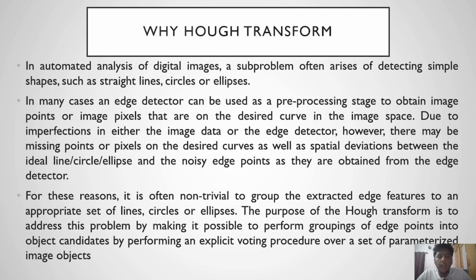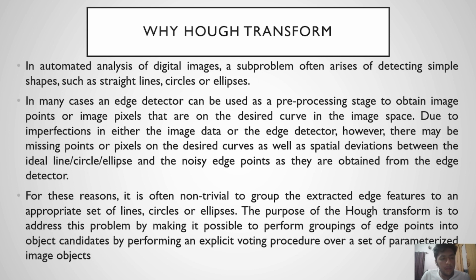So, in automated analysis of digital images, a subproblem often arises of detecting simple shapes such as straight lines, circles, or ellipses. In many cases, an edge detector can be used as a module in the pre-processing stage to obtain points or image pixels that are on the desired curve in the image space. However, due to imperfections in either the image data or the edge detector, or elements such as noise and distortion, it is not so efficient.